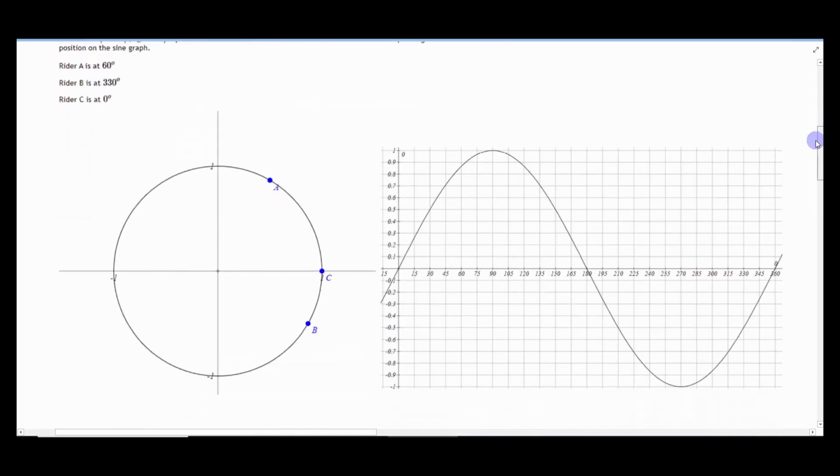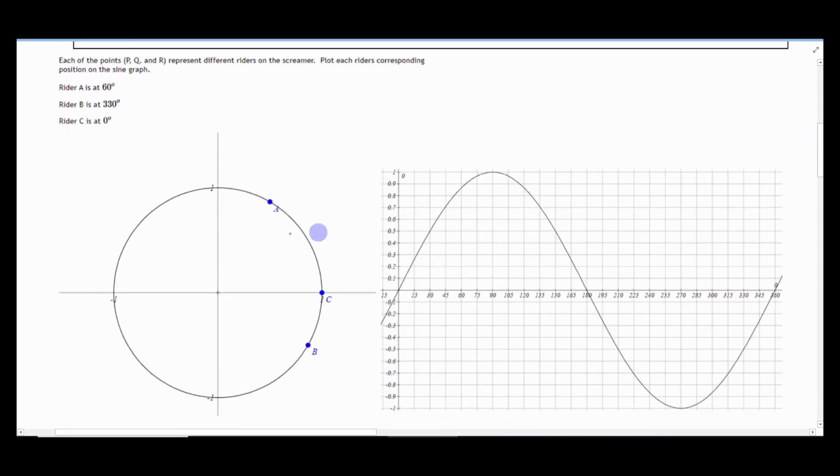Just kind of looking at the first one, we're going to see another one of these questions. We might remember these from the earlier quizzes in the unit where we're given a unit circle and they plot a few different positions on the unit circle, right? So they represent different riders at different positions on the Screamer ride, and they give us the angles of rotation to those positions here in the problem. And our job is to take these points on the unit circle and translate them to the graph over here.